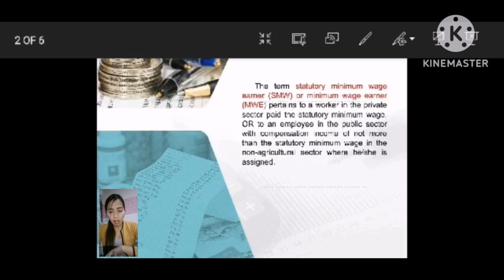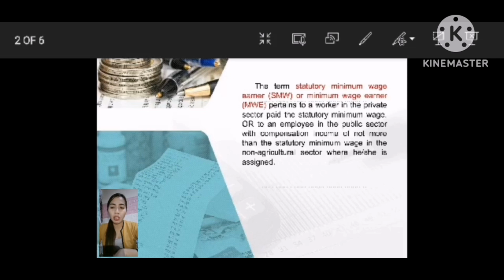So, now, ano ba ang minimum? Paano natin masasabi na minimum ito? Kaya siya sinabi na statutory minimum kasi ang nagtatakda ng amount na yun ay yung batas, yung statute. So, it is by the law. So, pero hindi ito the same for all. So, hindi ito uniform sa lahat or nationwide.